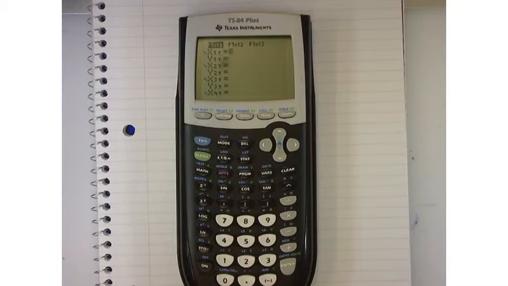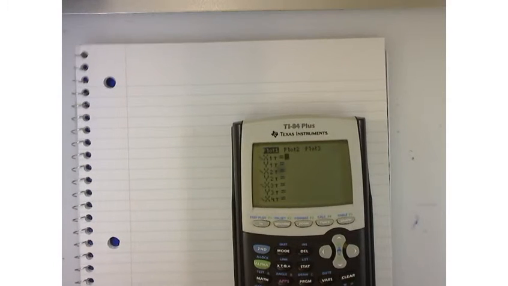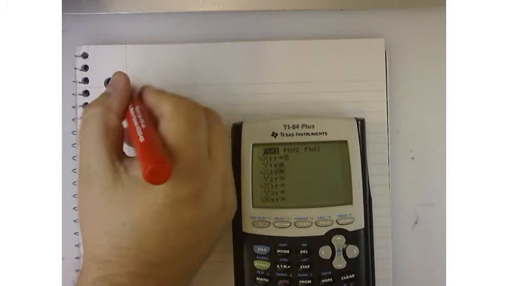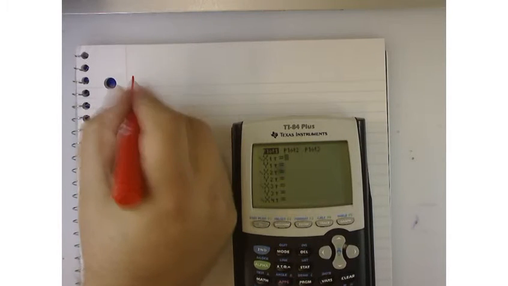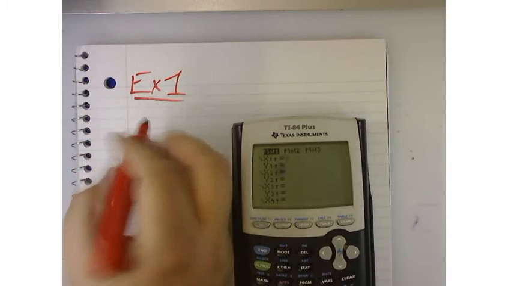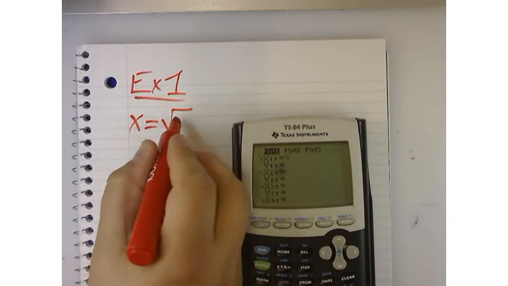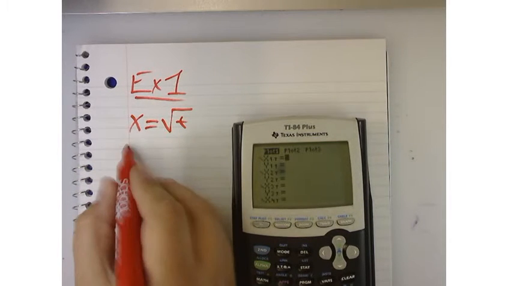Now parametric equations are a way for us to use two equations to graph on the Cartesian plane. In other words, x and y are dependent on a third variable, t. So in example number 1 in your textbook, we are told that x is equal to the square root of t, and y is just equal to t. I'm just going to write this down, and we're going to learn how to plug it into the calculator first.